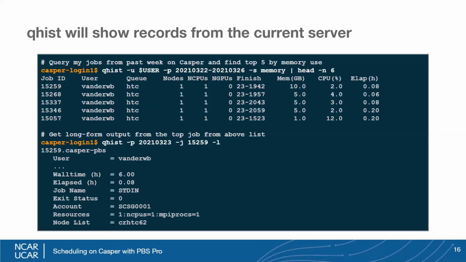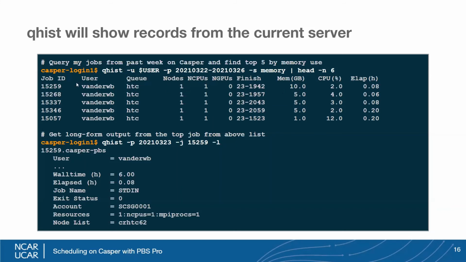And just to show some examples of this, if I'm on Casper and I run qhist, I give my username. Let's say I want to look over the last week, so I look over the 5 days of March 22nd to 26th, and then I sort the jobs by memory, and I just pipe that into head and get the top 6 lines. Now I've got my top 5 memory use jobs on Casper from last week. So you can make some pretty powerful combinations here.